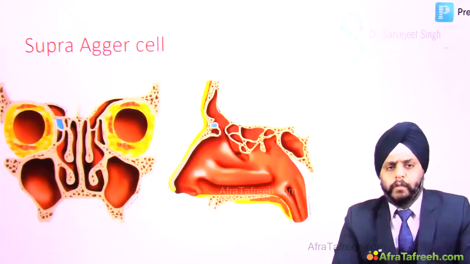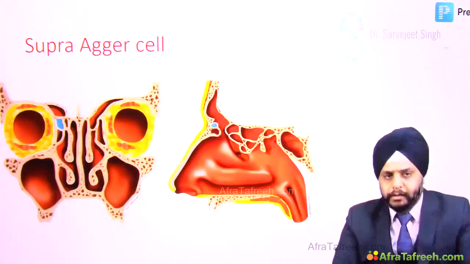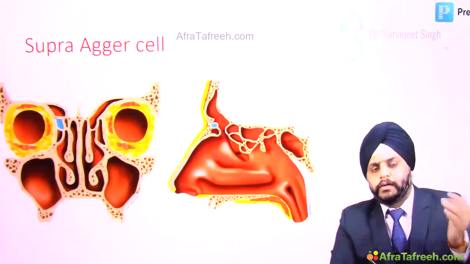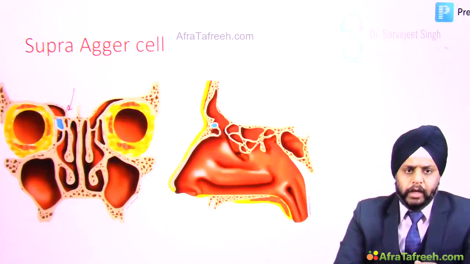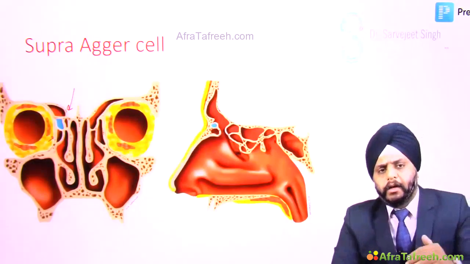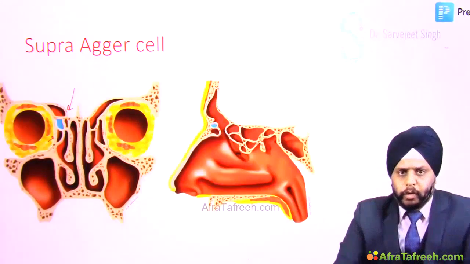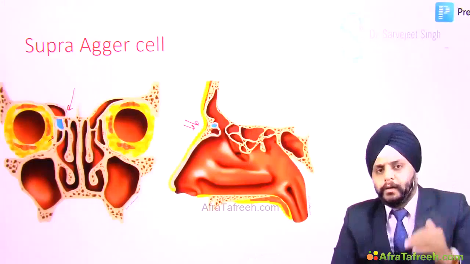Now the cells above the agger nasi, we used to call them frontal cells. The new nomenclature is to call them supra-agger cells. Just like we say suprabullar, now this is known as the supra-agger cell. Easy, very easy. So once again, there is the agger nasi cell, and above it we have the supra-agger cell. In the sagittal cross section also, you can see the supra-agger cell.